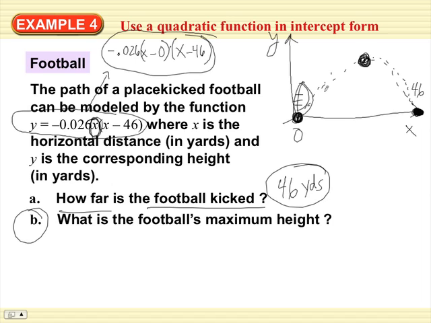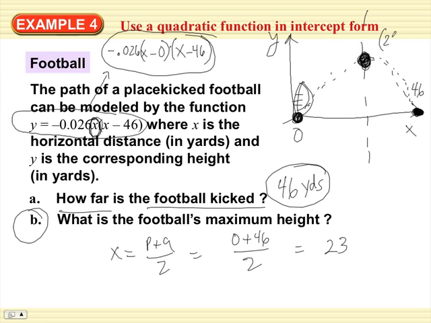So what is the football's maximum height? Okay, if you're doing this by hand, you really want to find the axis of symmetry, which leads you to the vertex. So x equals p plus q divided by 2, which equals what? 0 plus 46 divided by 2. 46 divided by 2. 23 is the x-coordinate, right? 23 comma something. So put 23 in here.